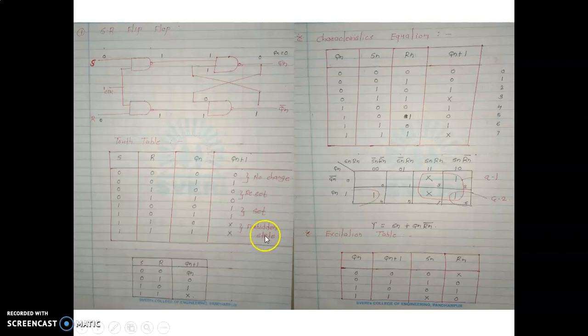In this way we have to consider the logic diagram, truth table, characteristic equation and excitation table. The characteristic equation can be calculated from the truth table. An excitation table can be drawn from the characteristic equation.